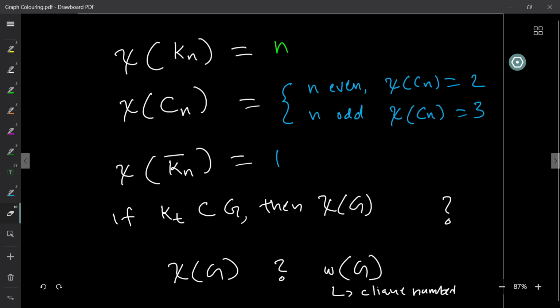So what does this tell you? That if G has a complete graph on t vertices as a subgraph, then the chromatic number of G must be larger than or equal to the chromatic number of the complete graph. Which means that the chromatic number of G must be greater than or equal to t.